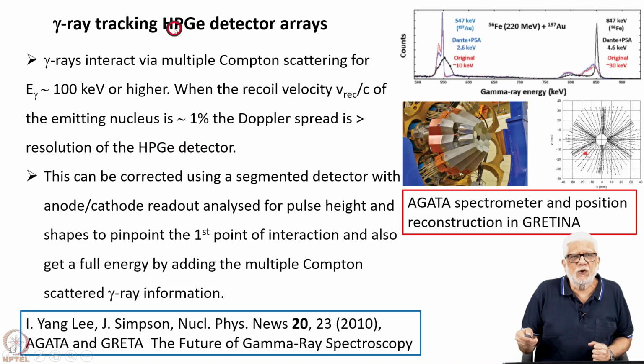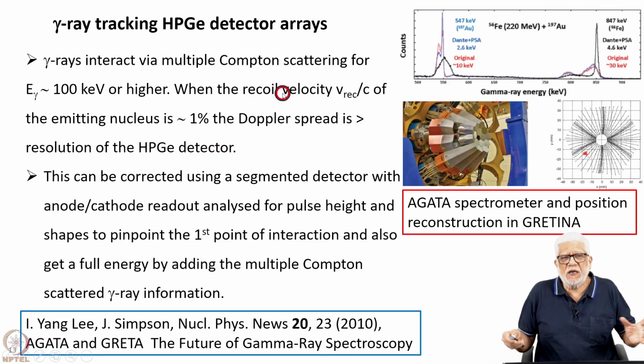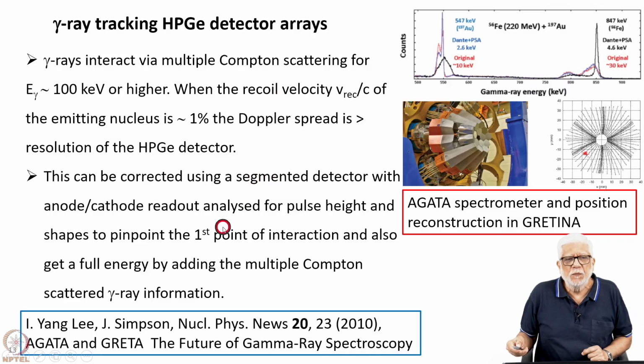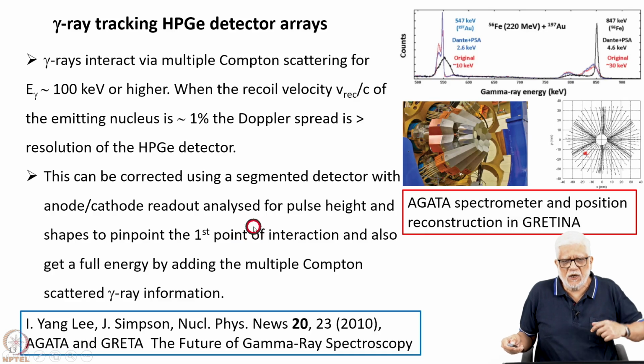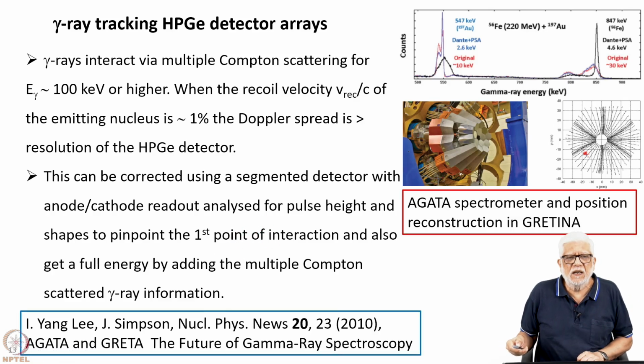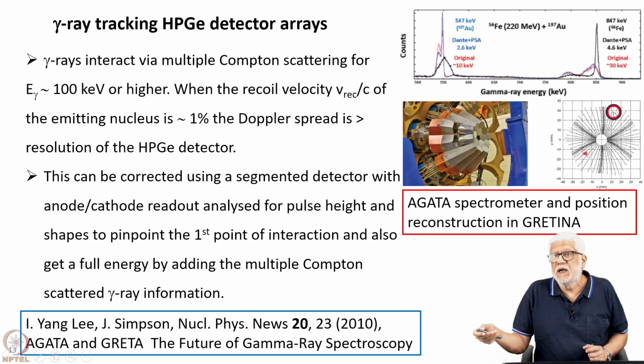So, this led to the development of these tracking arrays, and what happens there is you have multiple segmented detectors, and you can tell where the first interaction took place by looking at the pulse shape that you get. You can have either a single kind of anode or cathode where you pick up the pulse, or you can have that also segmented, and then ultimately you can find out what is the first point of interaction, and this is shown here. If you can see, this is the first point of interaction, and that can be pinned down to a few millimeters, 1 or 2 millimeters.